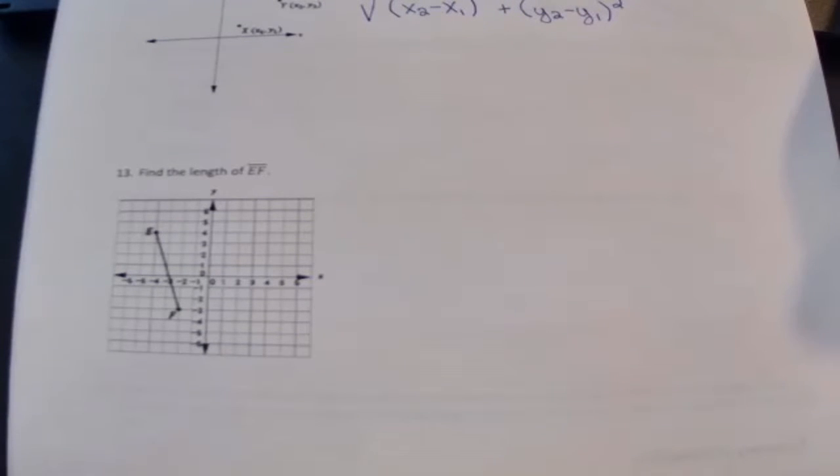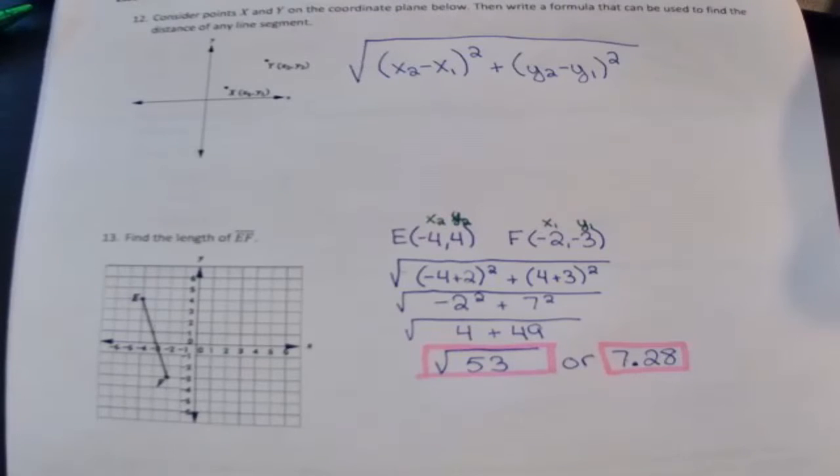So now we are looking at the problem 13 on page 20. Find the length of the line segment EF. So if we're trying to find length, we're trying to find the distance of it. So let's use the formula that we did above. Okay, so E was at negative 4, 4. F was at negative 2, negative 3. So I made E my x2, y2, F my x1, y1.